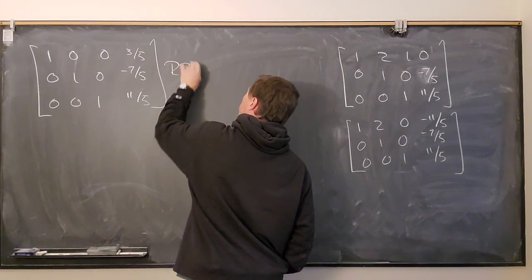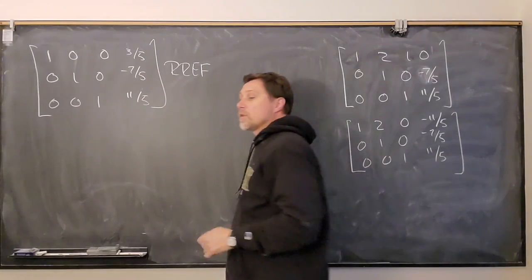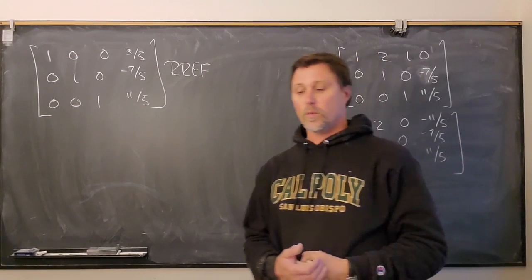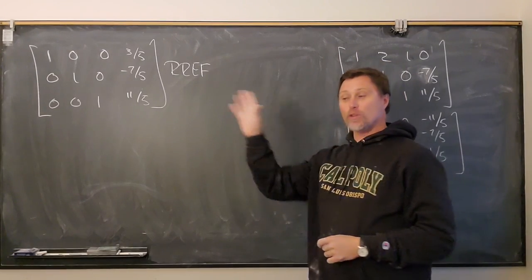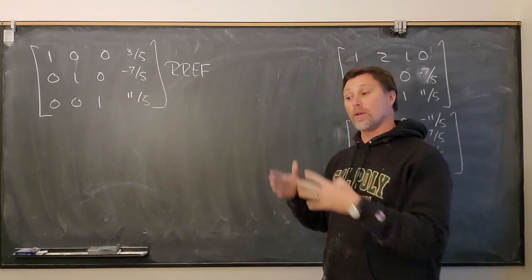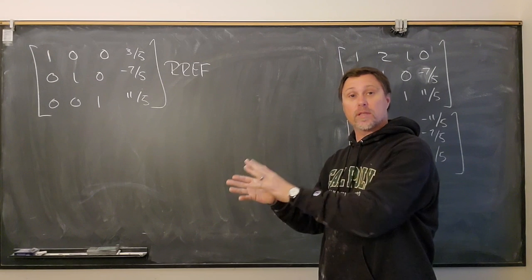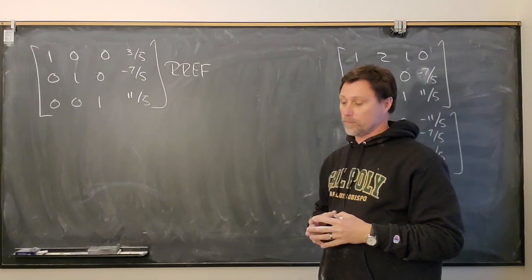Reduced row echelon form. So what we did was Gaussian elimination to get it into row echelon form, and then Gauss-Jordan elimination is the process of going from our original augmented matrix to reduced row echelon form.